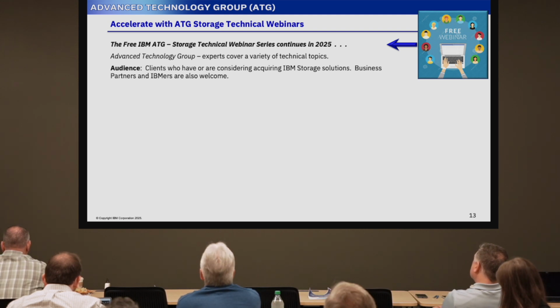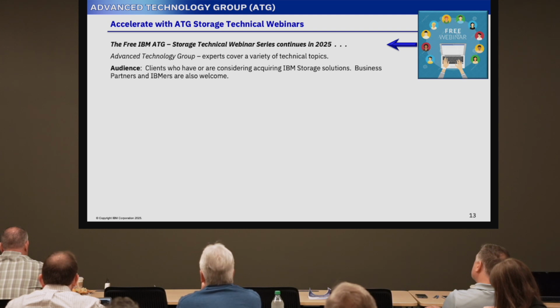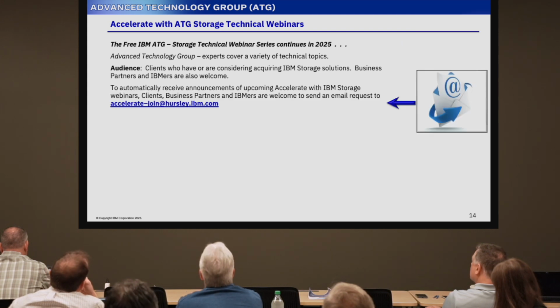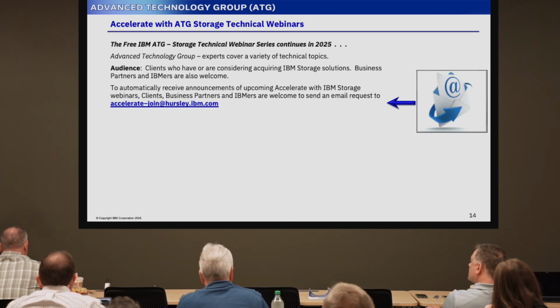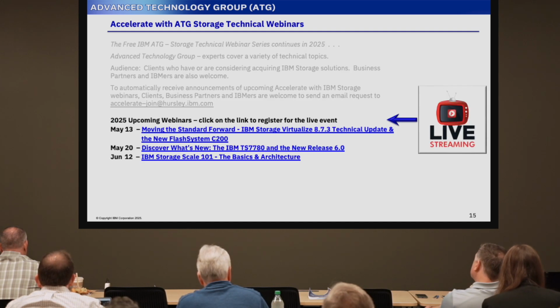We've been offering Accelerate with ATG for many years, whether we were ATS, the WSC, or ATG. These are for customers, for business partners, and IBMers alike. We typically offer a couple per month. During COVID, we offered many more, actually, because we didn't have a chance to get together with customers. But if you're not already on our mailing list, you can send an email to accelerate-join@hersley.ibm.com to be made proactively aware of what's upcoming. And you'll receive emails on what's coming.